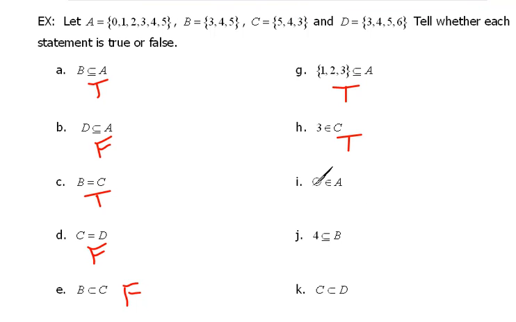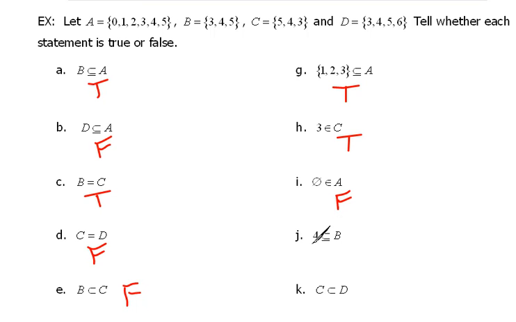For the next one, we have the empty set is an element of A. Well, remember when I said the empty set was a subset of everything? The empty set is a set. It is not an element. And you can never ever call a set an element. They are two different things. So this is a false statement.